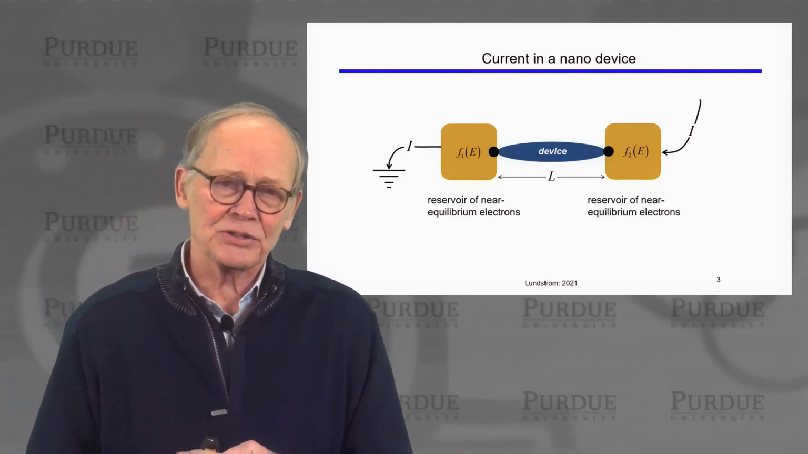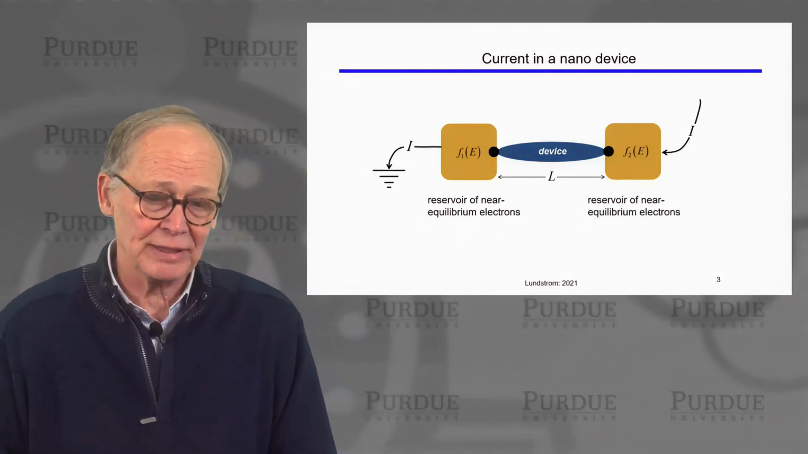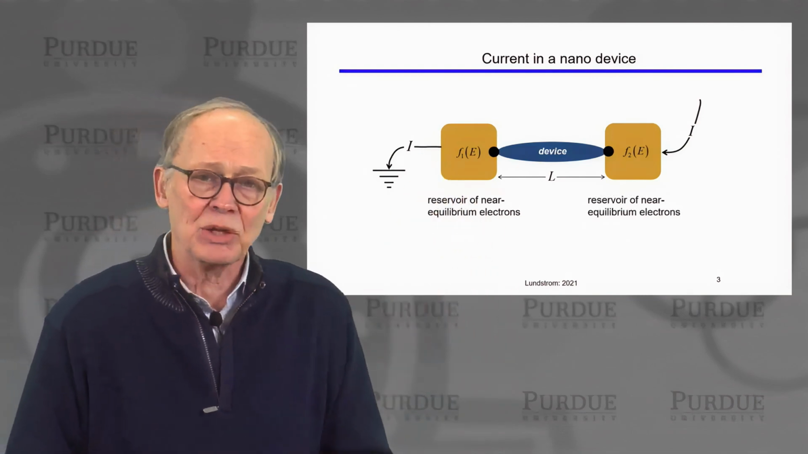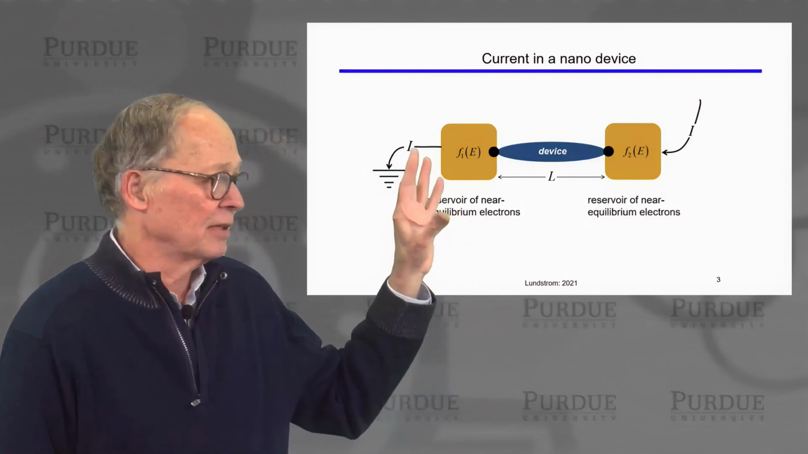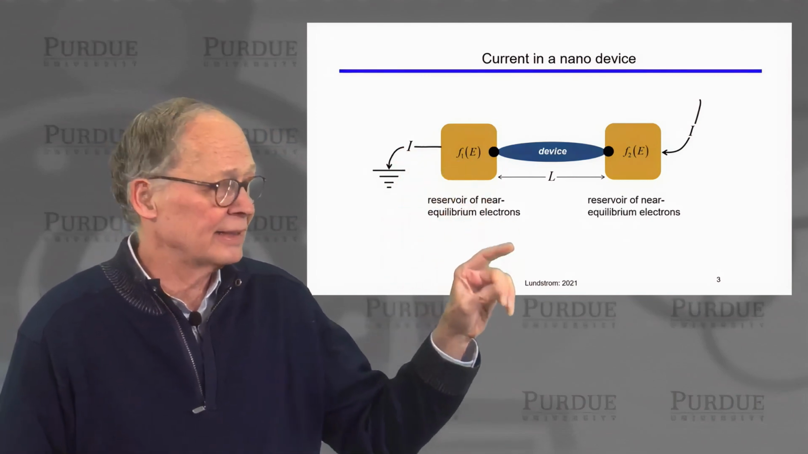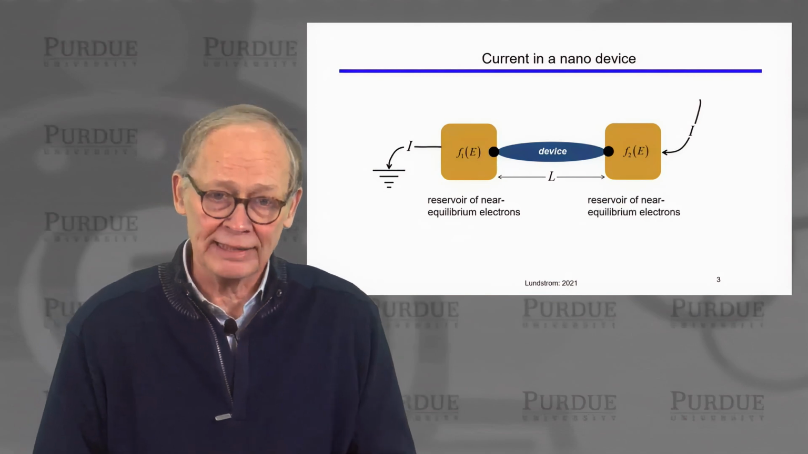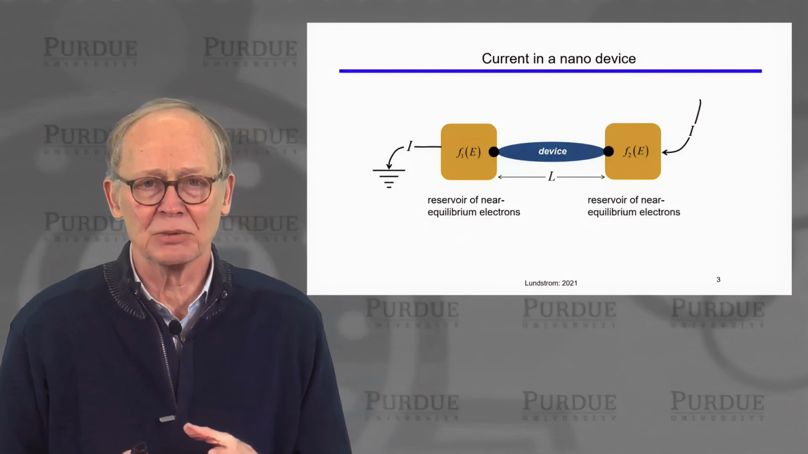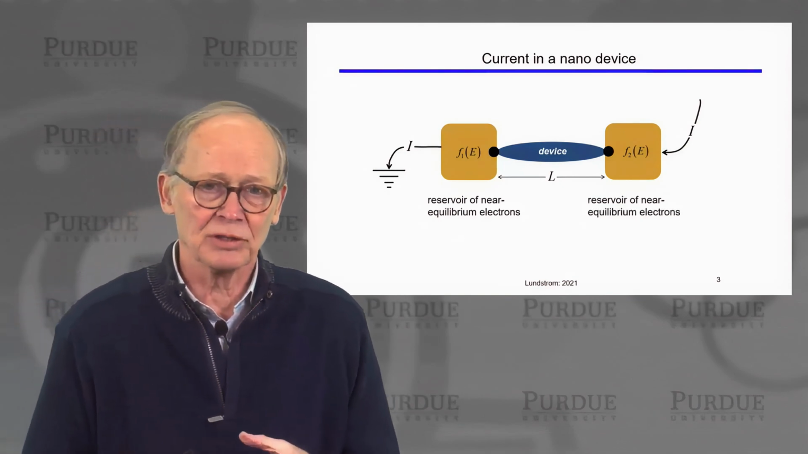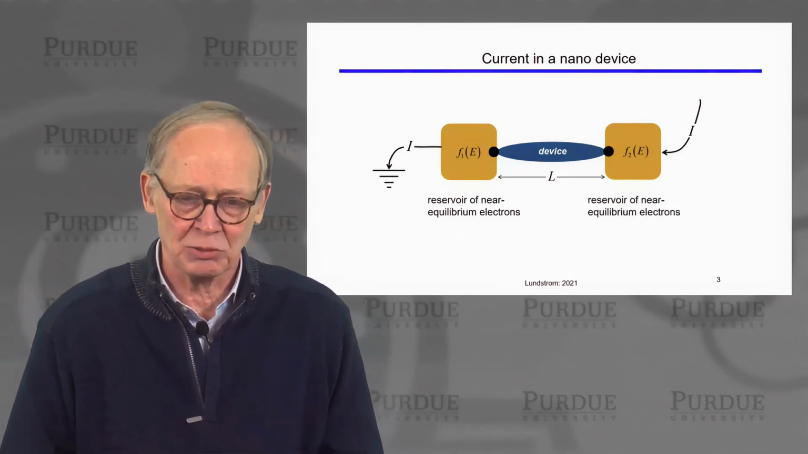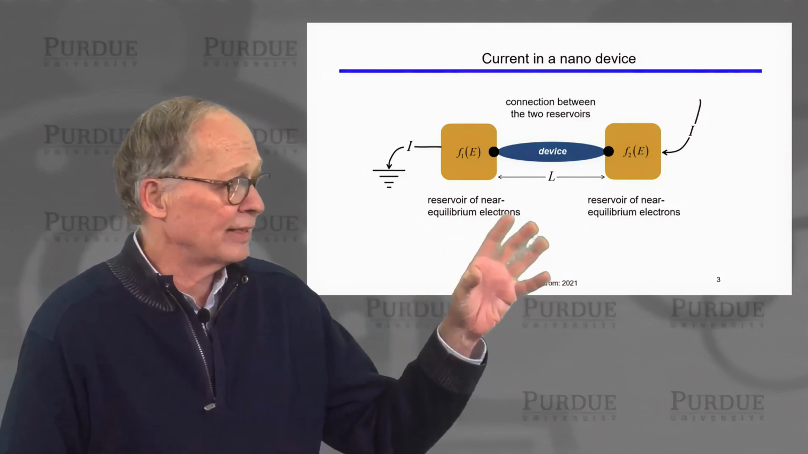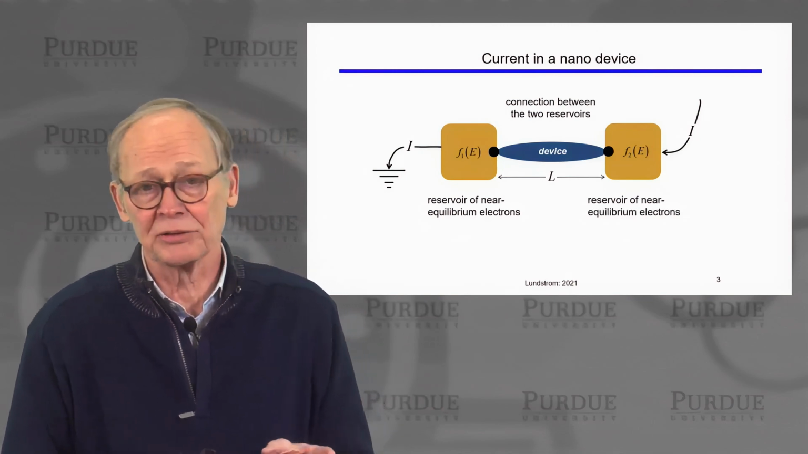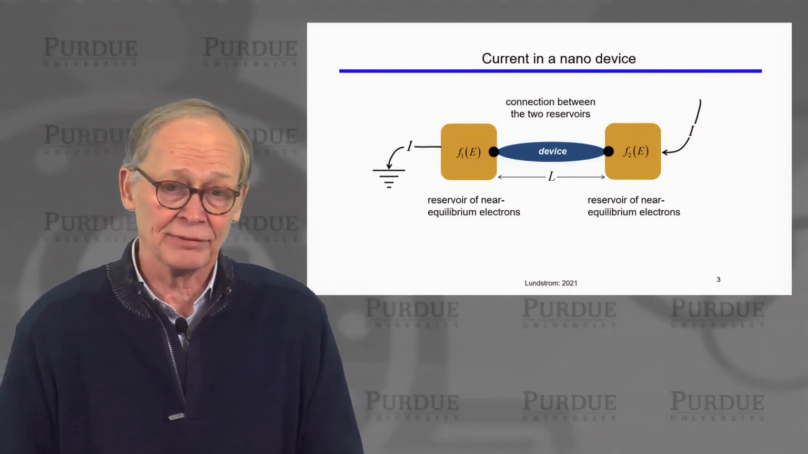All right, so this is our picture of a nano device that's going to become a MOSFET for us. We think of a device then as having two reservoirs of electrons. The first one will be our source contact, and the second one will be our drain contact. These are reservoirs of electrons that are very close to thermal equilibrium. Large reservoirs with lots of scattering that maintains equilibrium. The device connects the two reservoirs. So that's our connection that allows charge to flow, electrons to flow from the source to the drain or vice versa.